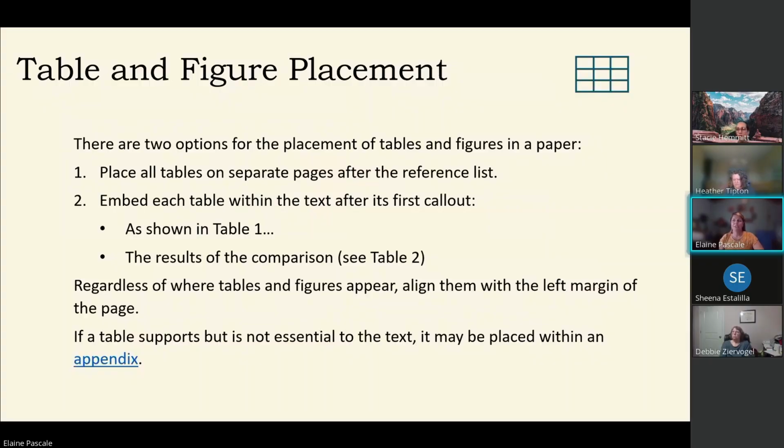The tables and figures can be in your manuscript embedded in the body, or they can be on separate pages after the reference list. And they can also be part of an appendix. We'll talk about that a little more next week. Again, think about whether the readers need to see that table or figure information right away, in which case it should be embedded there. If it's something that can wait, then it can come after the references.